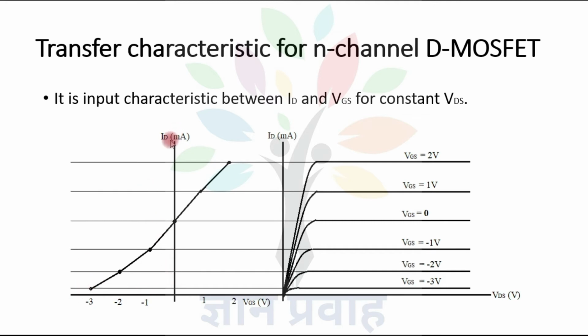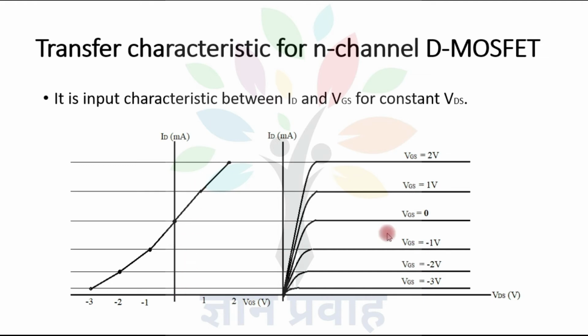Vertical axis is showing ID current and horizontal axis is showing VGS voltage, and here we are taking different values of VGS voltage, -3 to 2. So here we are simply mentioning the labels for VGS voltage: -3, -2, -1, 0, 1 and 2. When VGS is 2, then drain current is maximum here. So point is taken at the maximum value. When VGS is 1, maximum drain current is here. So point is taken here.